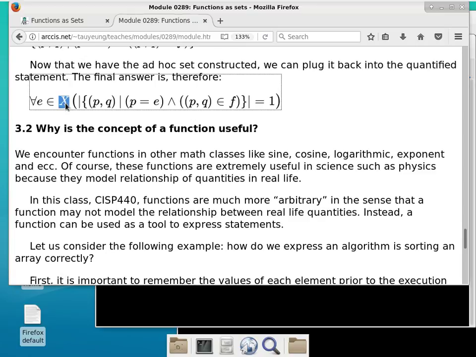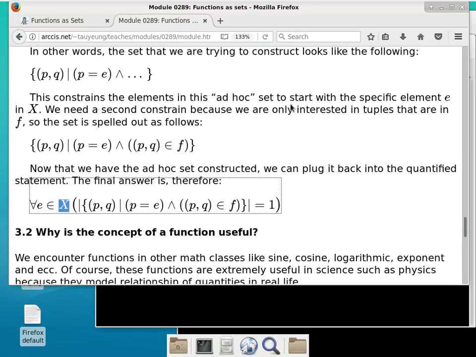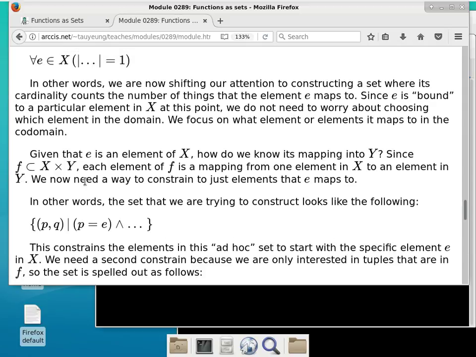So are there any questions about the notation up to this point, for all e in x, from here to here? Yep. Why is x relevant? What is? Like, x isn't used anywhere else in that statement. It is used way before.